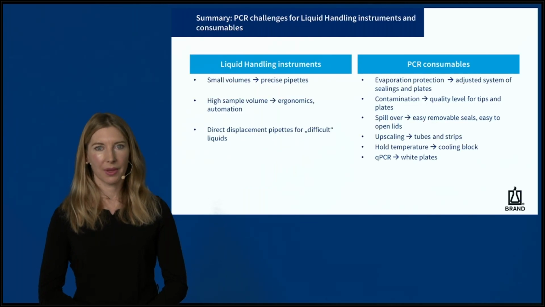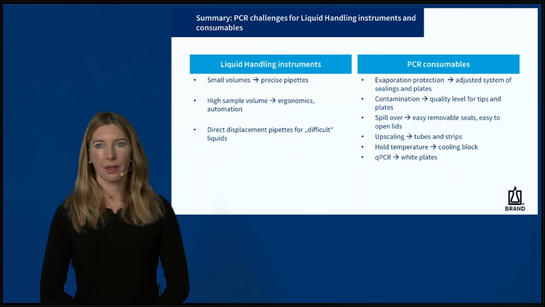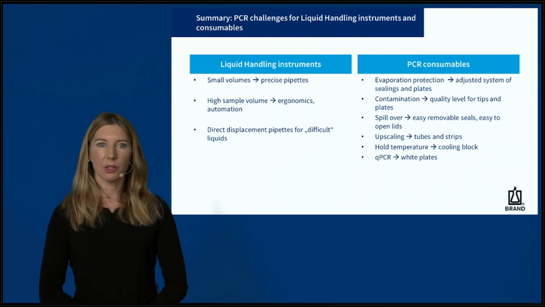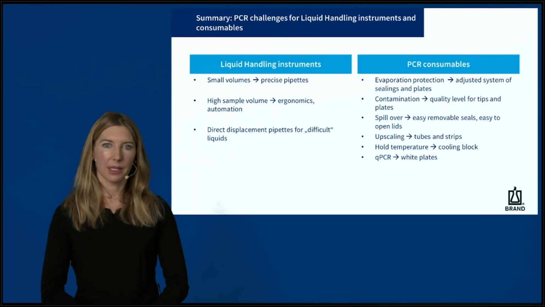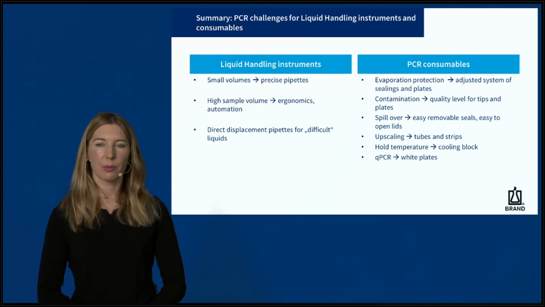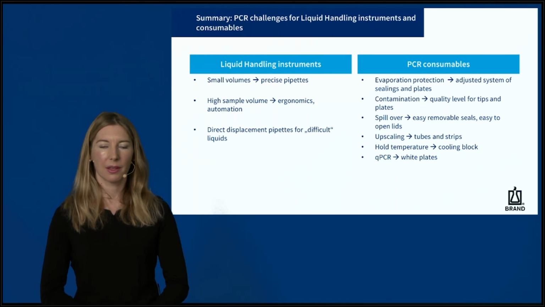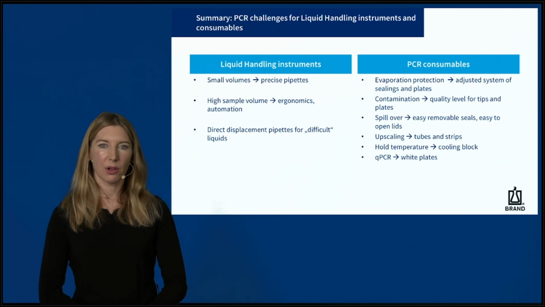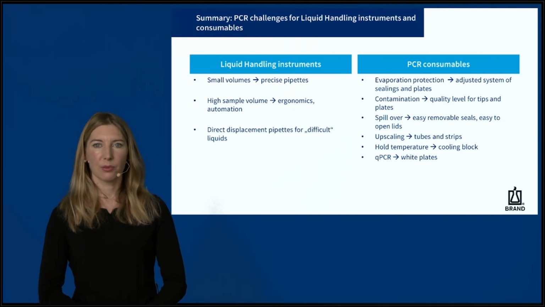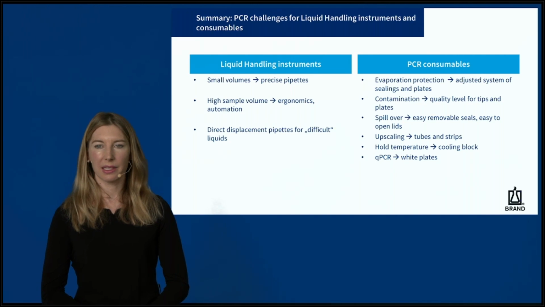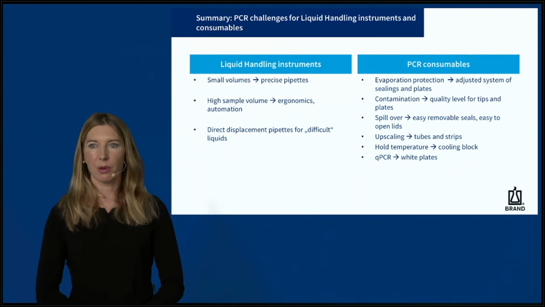So let's sum up. What is important when choosing the right liquid handling device? As in PCR, the volumes are usually very small. It is important to pay attention to the precision of the pipettes. In case of high sample volumes, also have a look at the ergonomics to avoid long-term injuries and think about automation if possible. Use repetitive pipettes for difficult liquids like DMSO. To avoid evaporation loss, sealings or plates should be compatible.